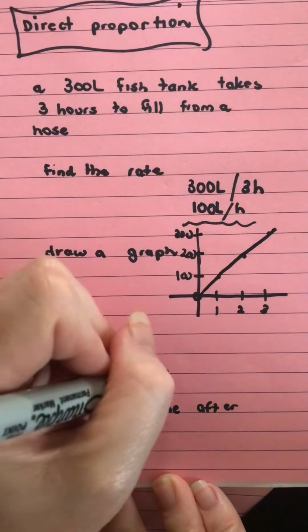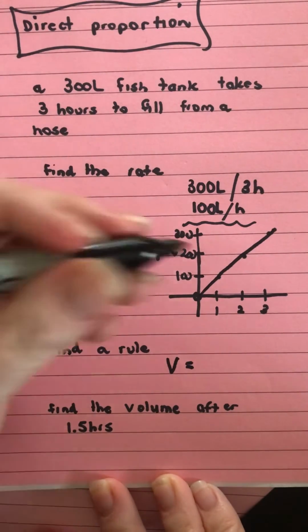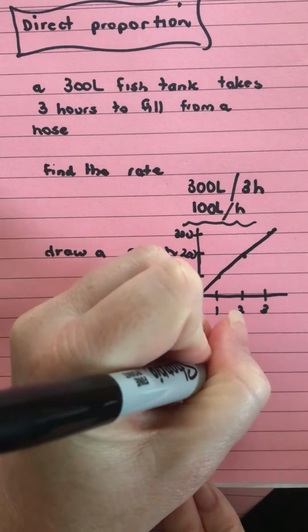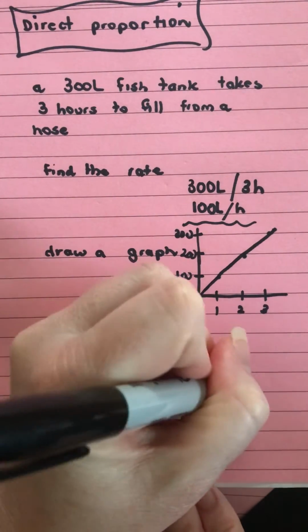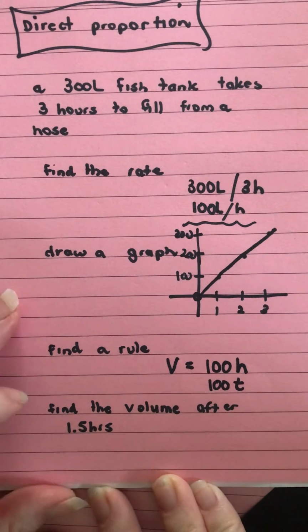For a rule for that, my volume in the tank is going to be whatever the number of hours that I have multiplied by 100. So I could write that as 100H for 100 hours, or I could write it as 100T for my time in hours, depending what I wanted to use for my equation.